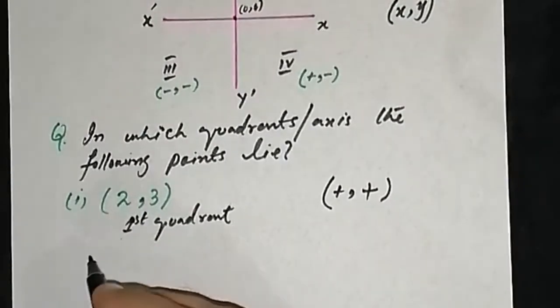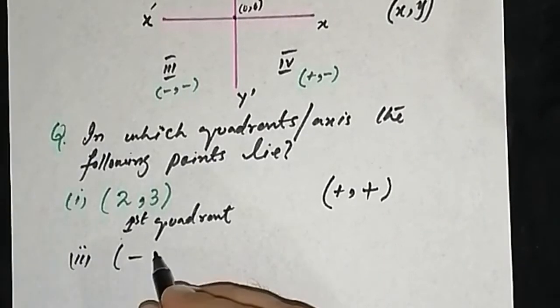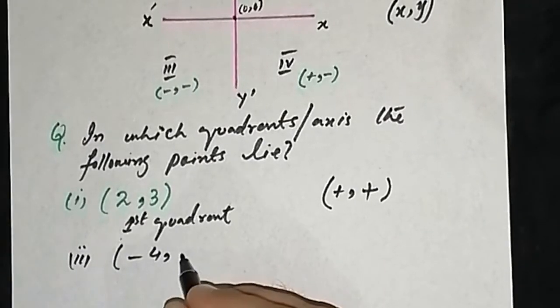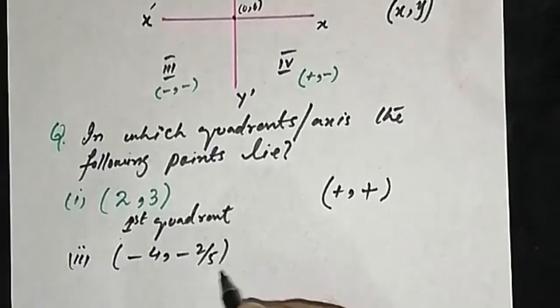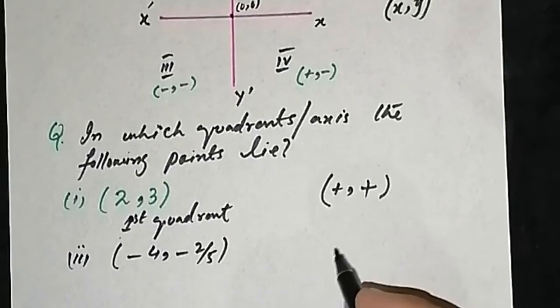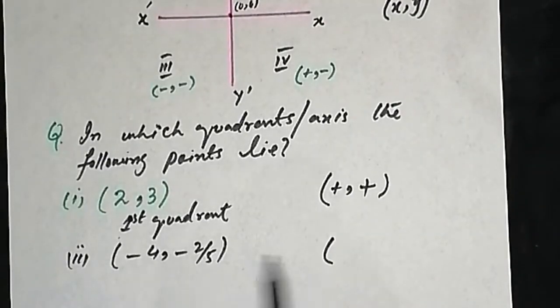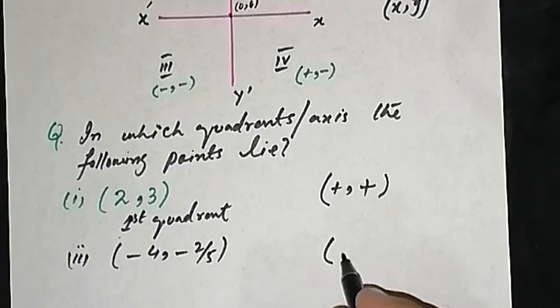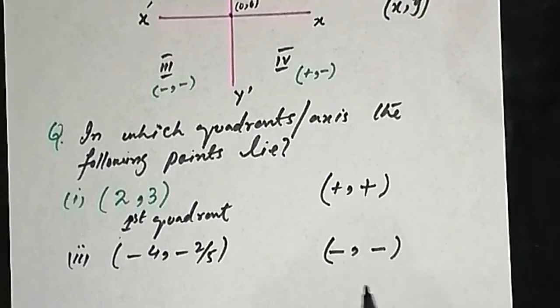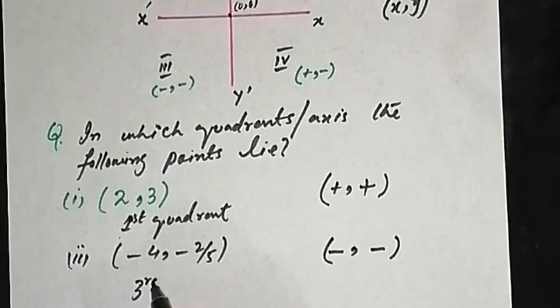Second example. For example, a point is minus 4 and minus 2 upon 5. We have to find the quadrant of this ordered pair, a point. We have to write the sign of these two numbers, negative and negative. So this ordered pair lies in the third quadrant. So the answer is third quadrant.